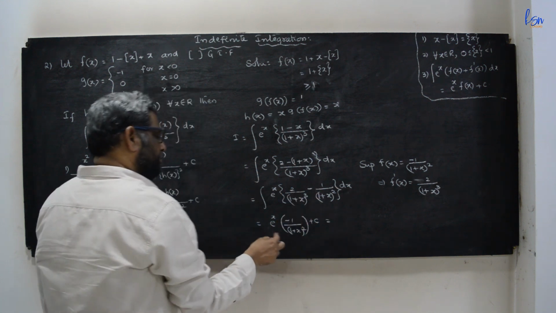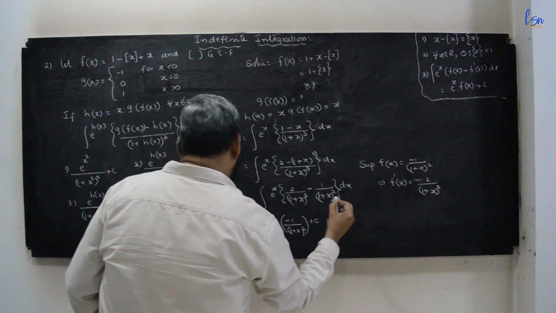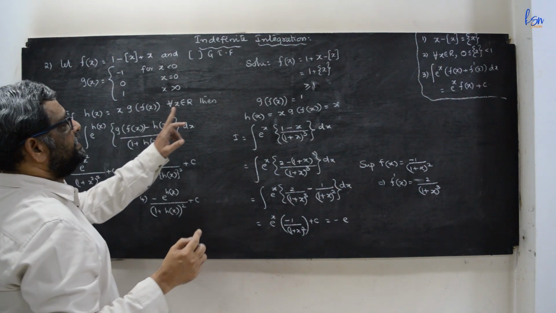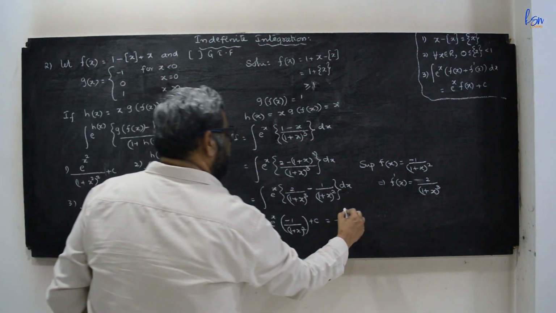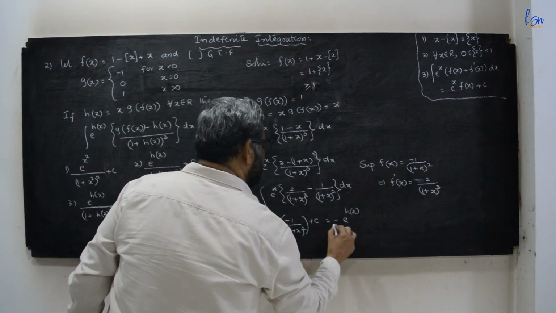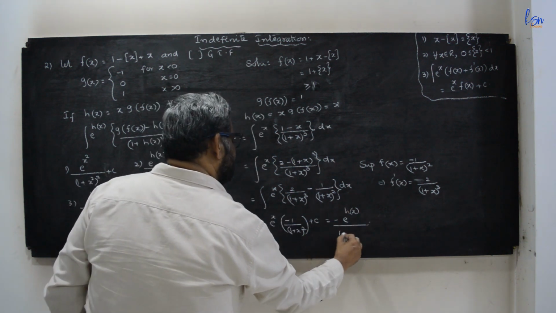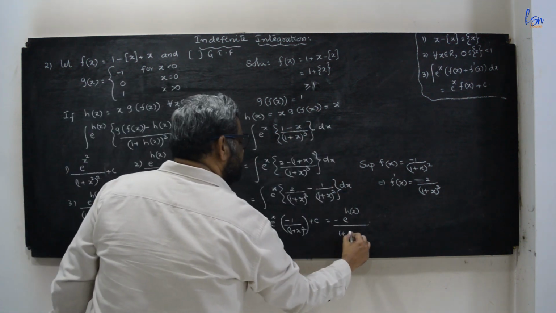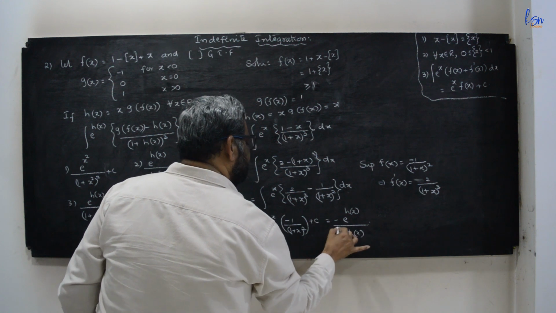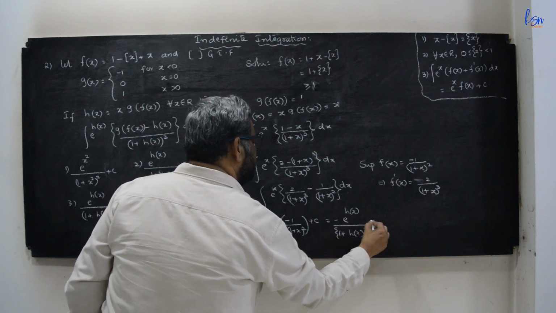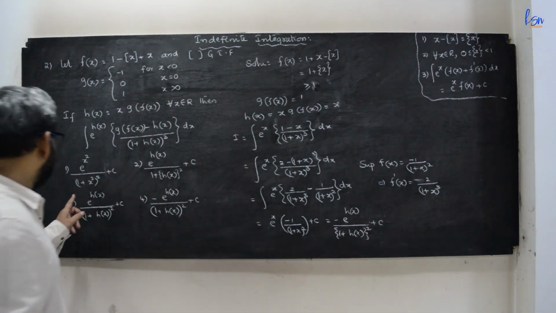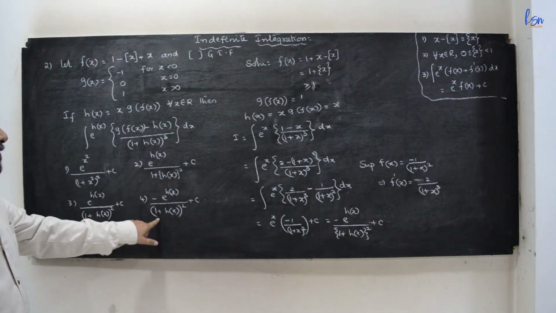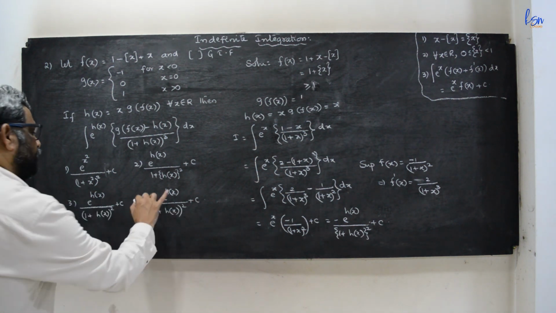This is minus e to the power of x by (1 plus x) whole square plus c. So the answer is minus e to the power of x by (1 plus x) whole square plus c. The fourth one is the option.